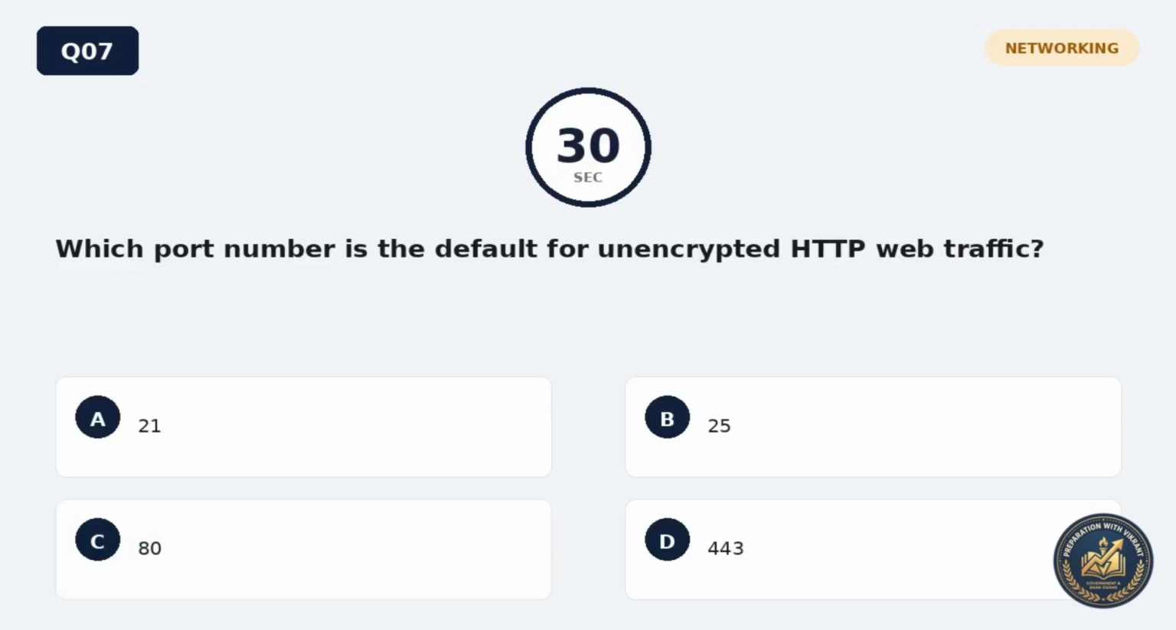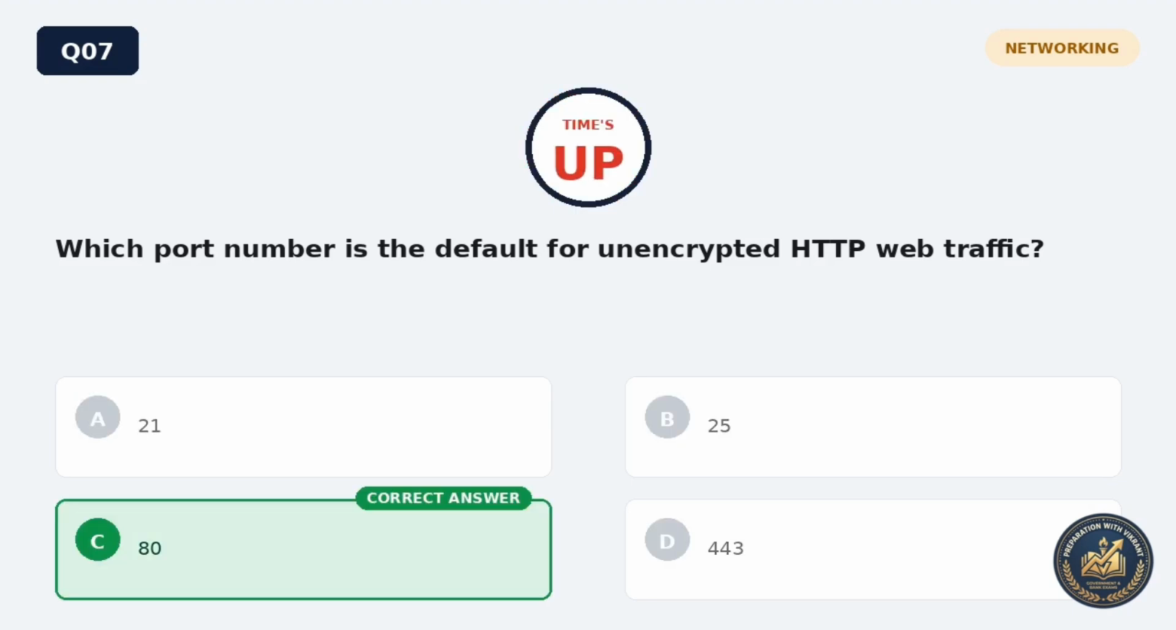Moving to next question. Which port number is default for unencrypted HTTP web traffic? Option A 21, option B 25, option C 80, option D 443. So the correct option is option C, 80.